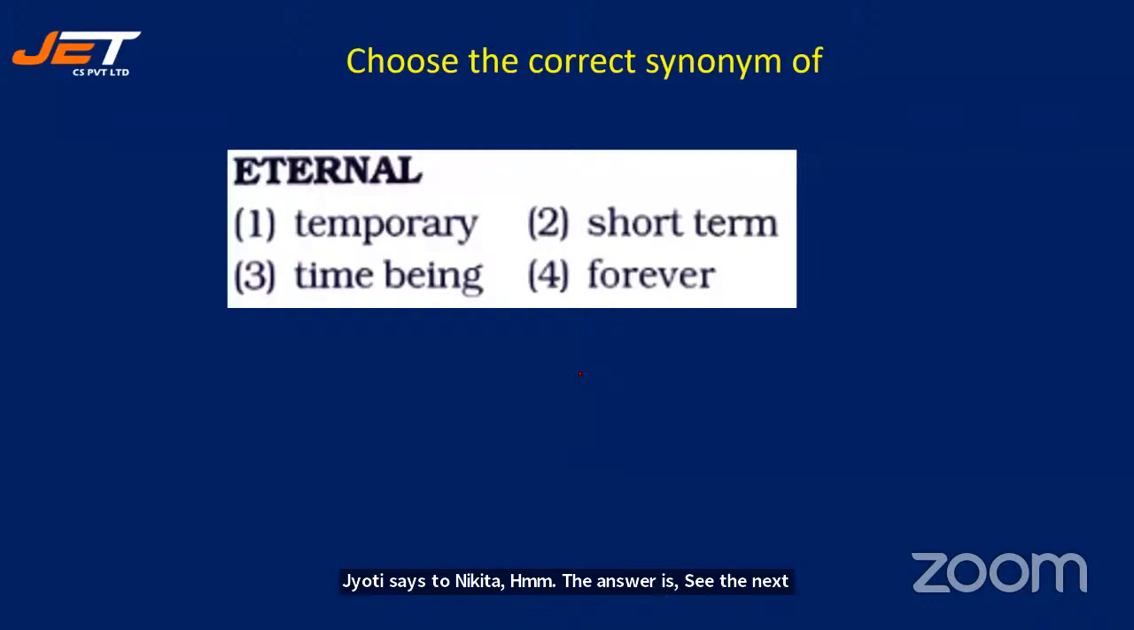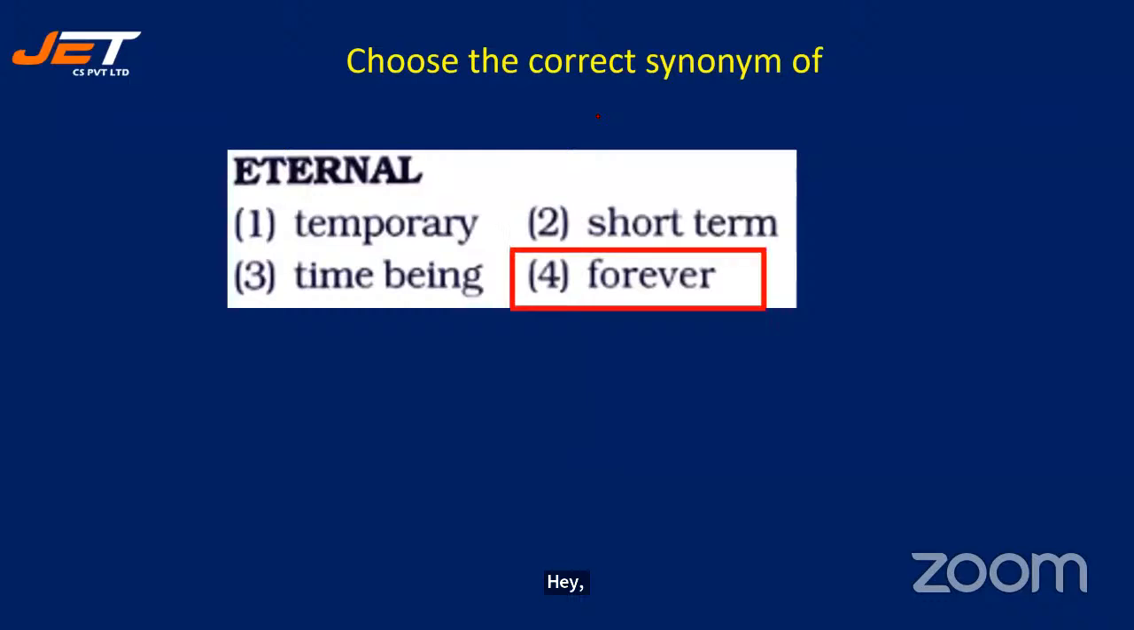See the next question. Choose the correct synonym of eternal. Is it temporary? Is it short term? Is it time being, or is it forever? Eternal. All right. Nichita says 4. Jyoti says... Teja, Vaishali, Siddeksha. All right. I'm getting different answers. The answer is forever.